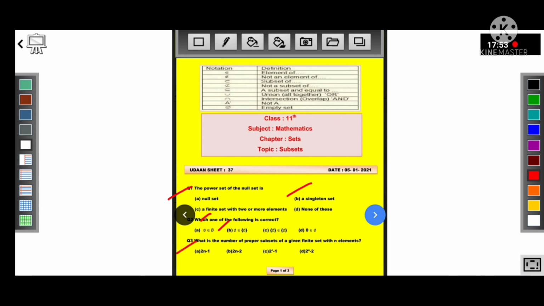Next, third question. What is the number of proper subsets of a given finite set with n elements? Now for proper subsets, it is 2 raised to the power n minus 2.